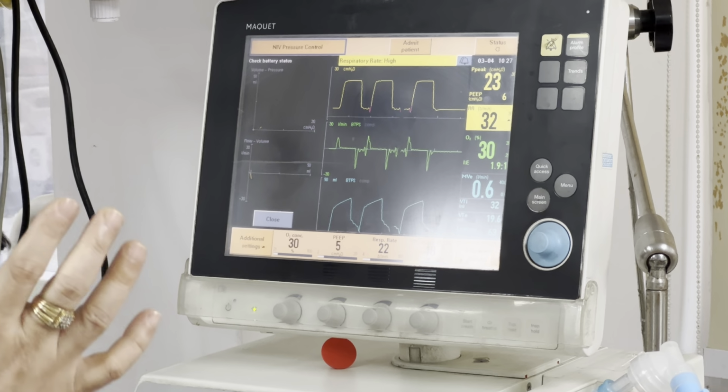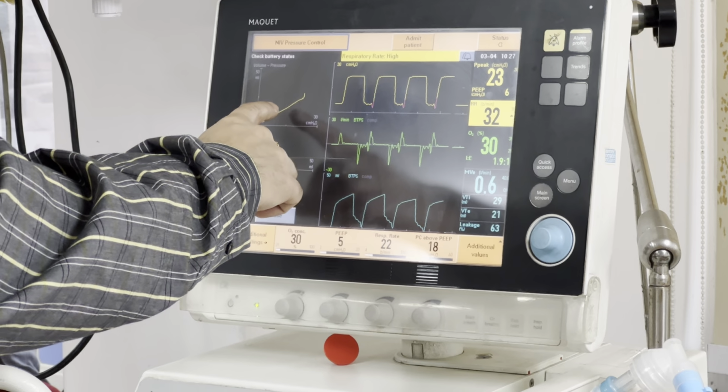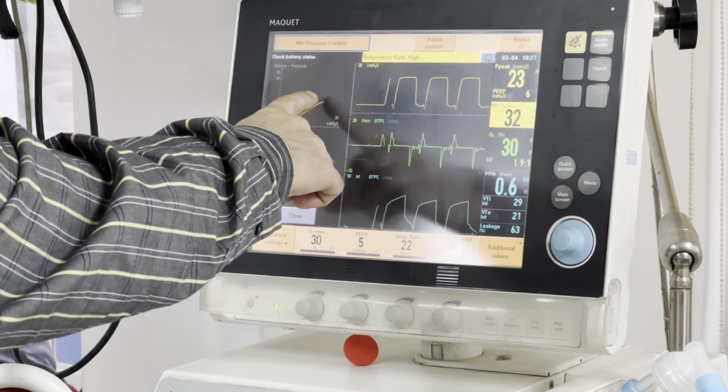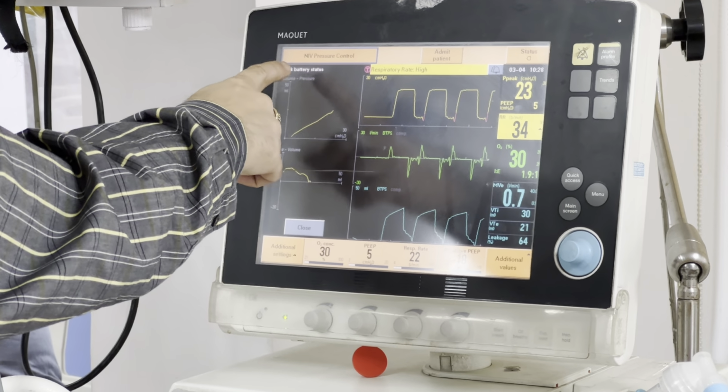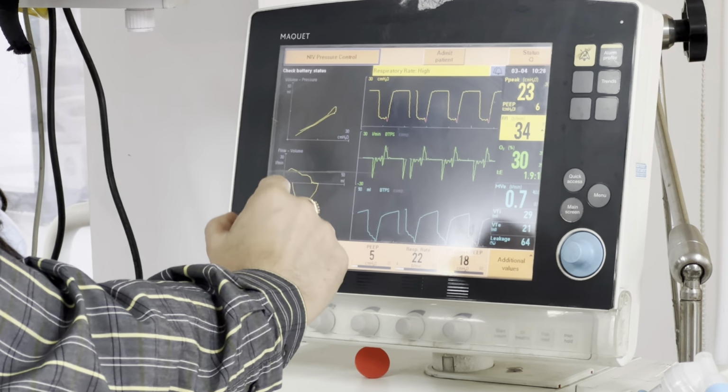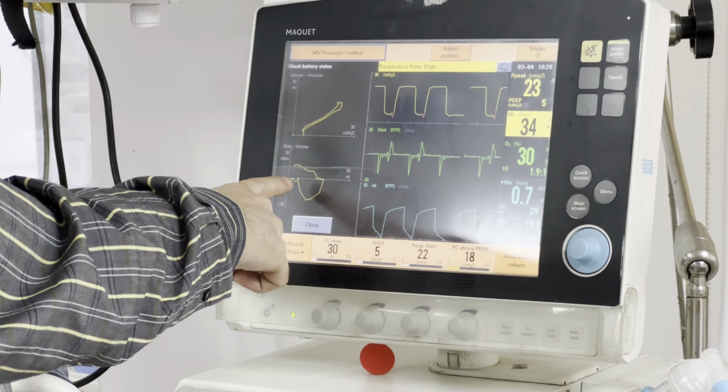It is very simple. So this is the highest inflection point. We should not go beyond this, otherwise we can injure the lung. So this is the pressure volume loop. This is the flow volume loop. The lower is the flow volume loop.